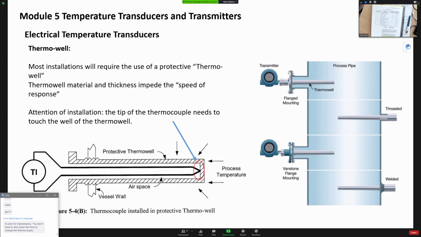Yeah, David, that's a good idea, right? Otherwise, if you really have a thermocouple stuck in there, what if you want to replace it? You have to stop the flow, you have to empty everything. Otherwise, when you open it, all that liquid is going to come out.